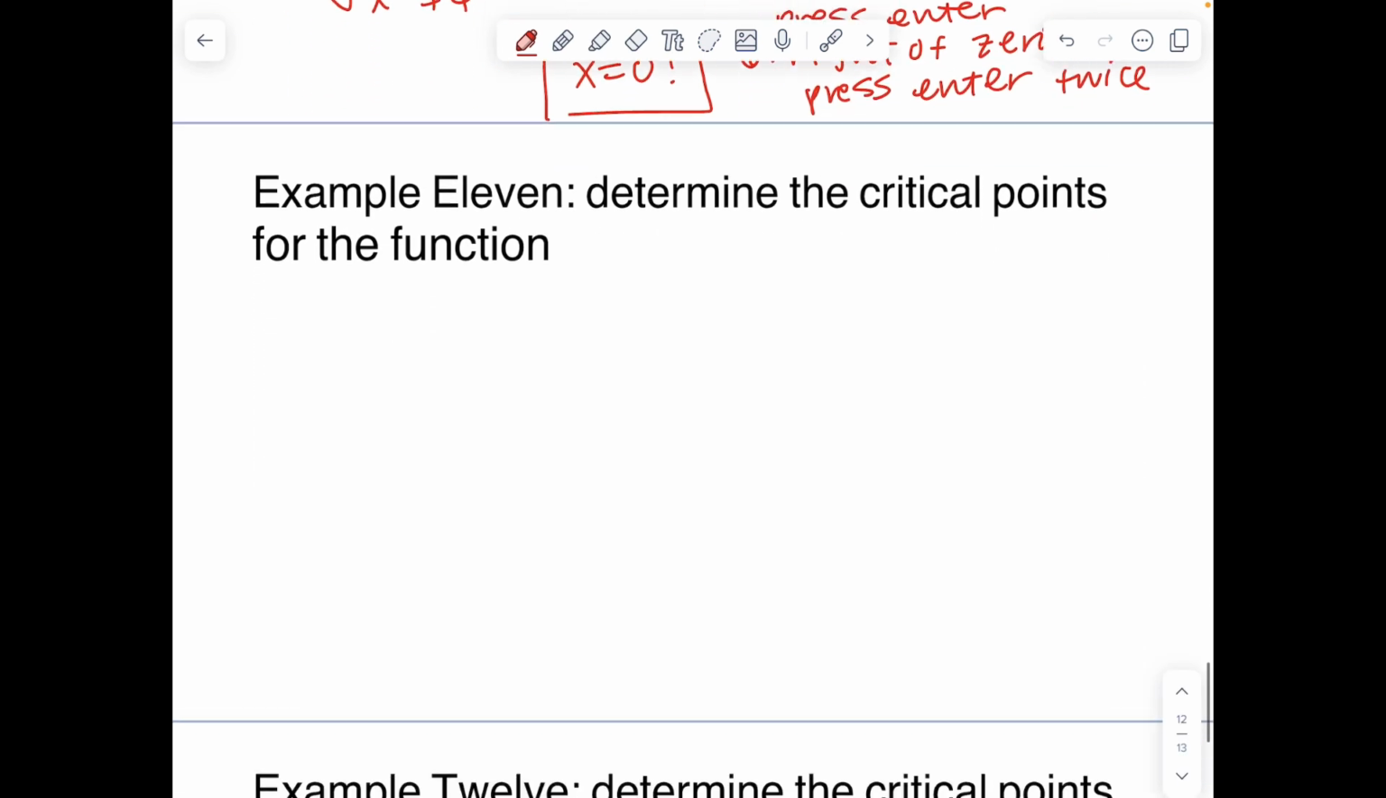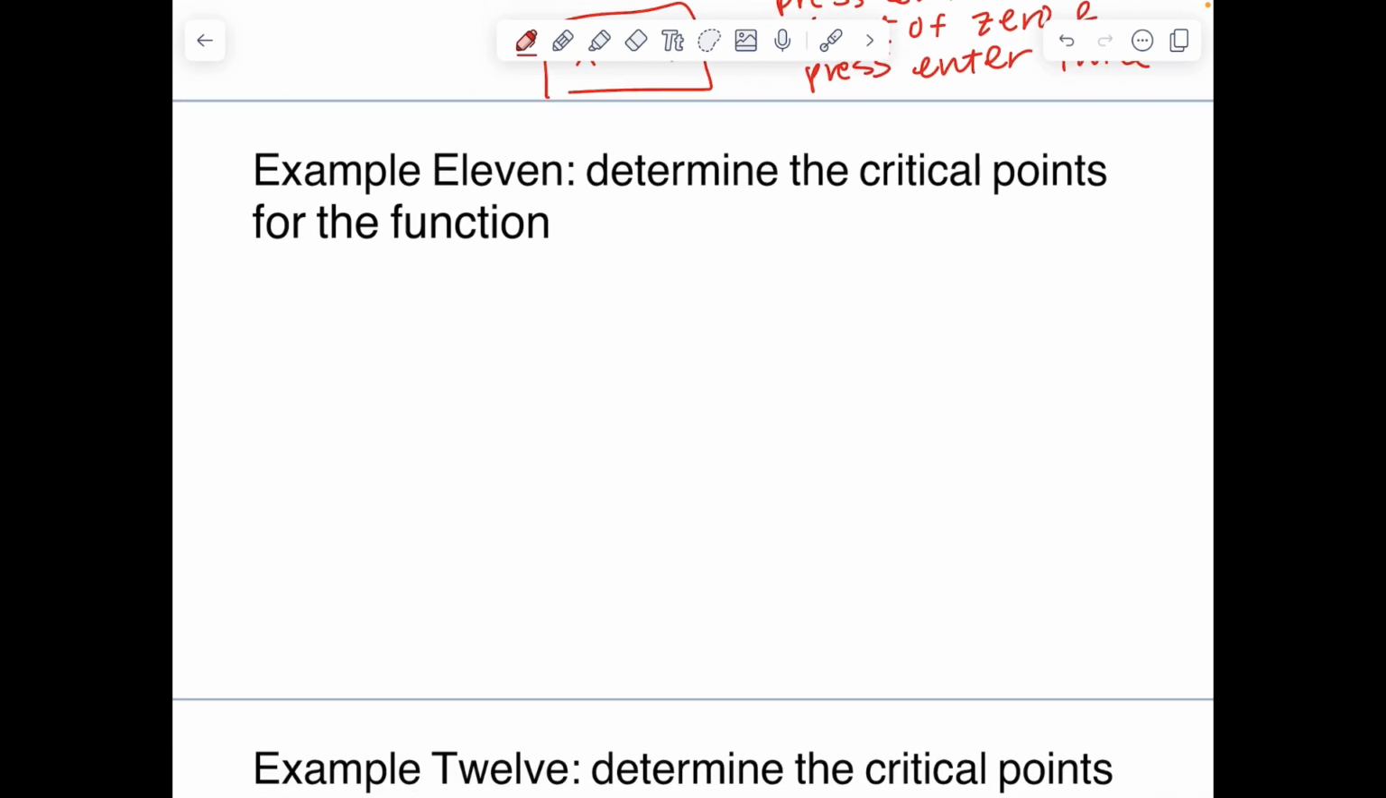Okay, 2 more. So example 11, determine the critical points of the function f of x equals x times e to the x squared. Okay, let's just get right into it. This one's a little bit trickier. So we're going to go ahead and find the derivative. 2 things you need here: product rule, and you need the chain rule. So it's a very nice problem.